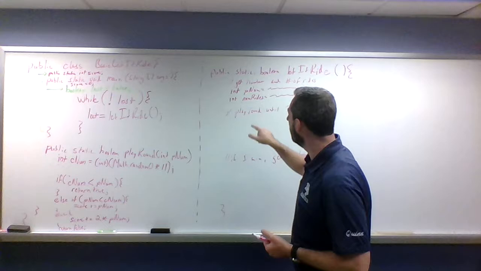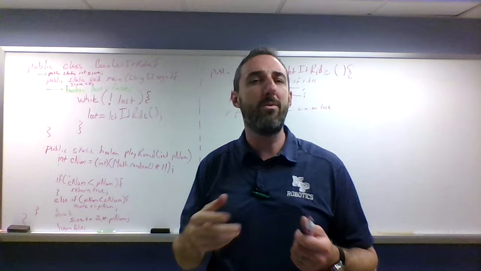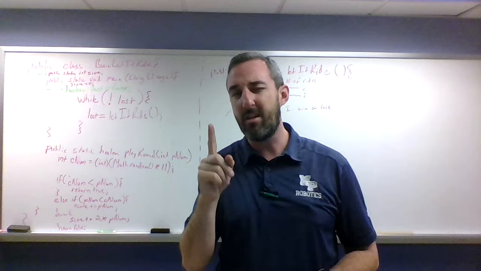So right here, I'm getting a set number of rides. I know how many times I need to play around. There's a chance I'm gonna leave early, and we'll talk about how that's gonna work, but I don't necessarily need to just say keep doing it indefinitely. So rather than use a while loop here, I think this calls for a for loop.